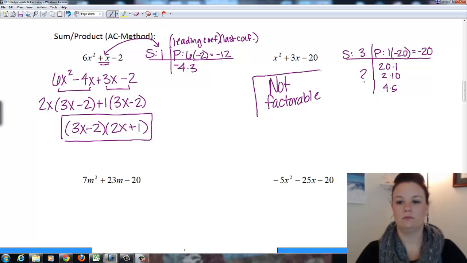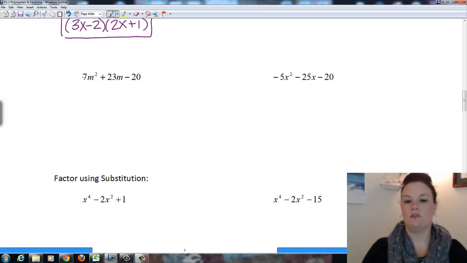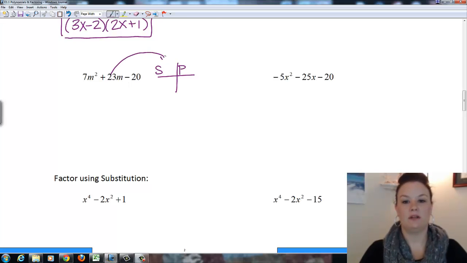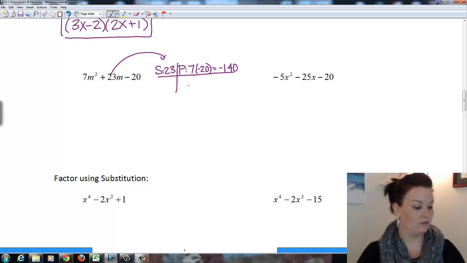Not factorable. Okay. All right, let's look at another one. 7x squared plus 23m minus 20. There's no common factor between all three terms, so I go straight into my sum product table. My sum is my middle number, which here is 23, and my product is my first number times my last. So if I do 7 times negative 20, that gives me negative 140. So I need something that combines to 23 that multiplies to negative 140.